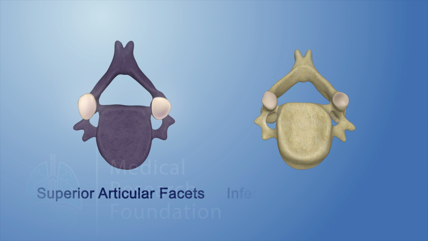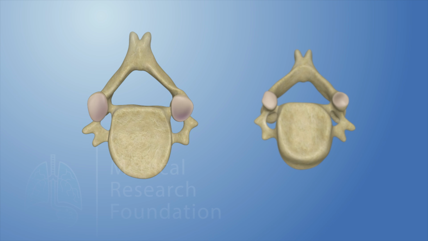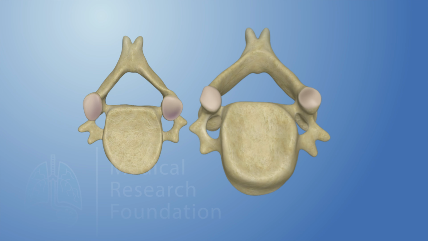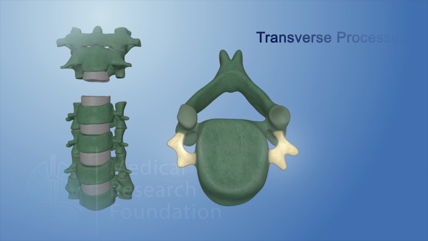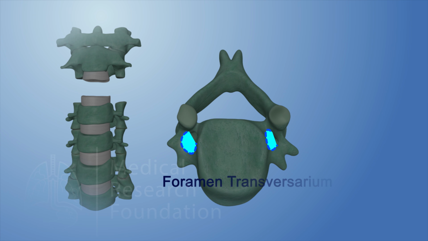The superior and inferior articular facets are flat. Superior facets are directed backwards and upwards. Inferior facets are directed forwards and downwards. The transverse processes are small and pierced by foramen transversarium.